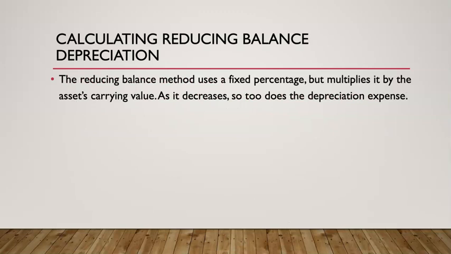So how do we calculate reducing balance depreciation? The reducing balance method uses a fixed percentage, and it multiplies this by the asset's carrying value. What do I mean by carrying value? The amount that the asset is worth at that time. Remember, it is the purchase price or the cost minus the accumulated depreciation. So as we get more accumulated depreciation, the carrying value, or the value of our asset that we are carrying, reduces.